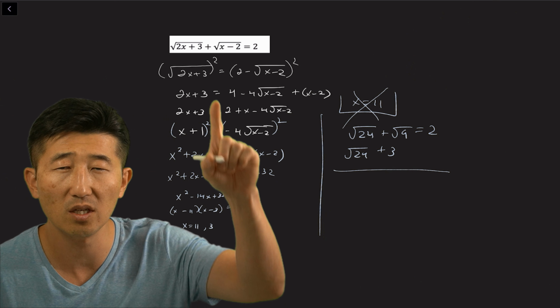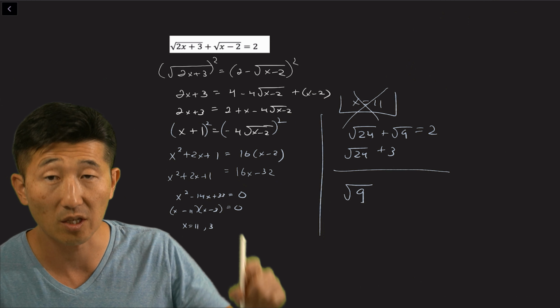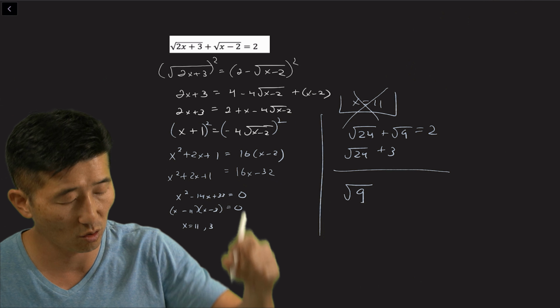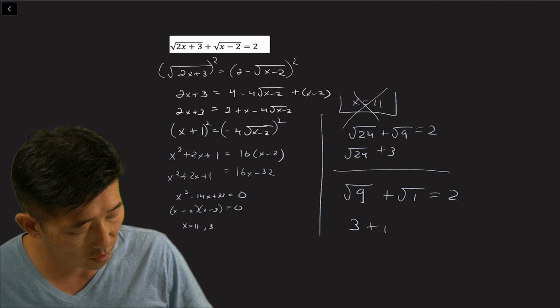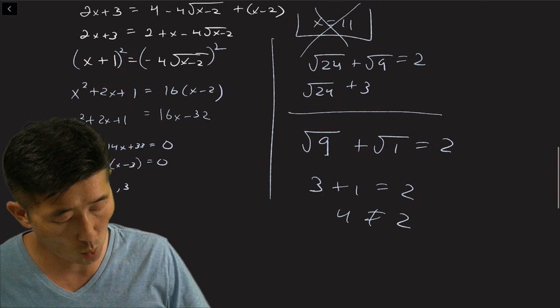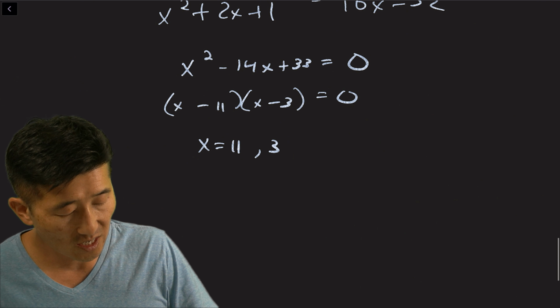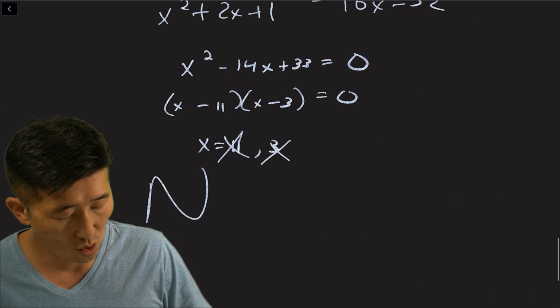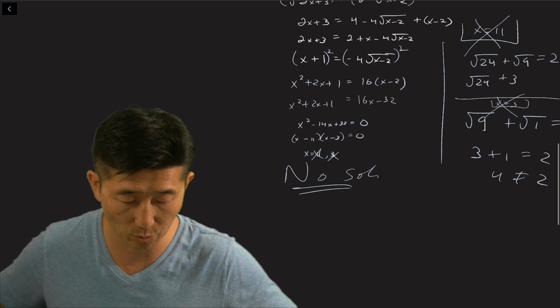And then the next one, 3. So if you plug in 3, 3 times 2 is 6, 6 plus 3 is 9, so you get square root of 9. You plug in 3 right here, 3 minus 2 is 1, square root of 1 is just 1. And does that ever equal 2? You get 3 plus 1 equals 2, you get 4 does not equal 2. So what is this one? X equals 3. None of these works, so no solution. Okay, well, I hope that helps. I hope you'll get an A next time.